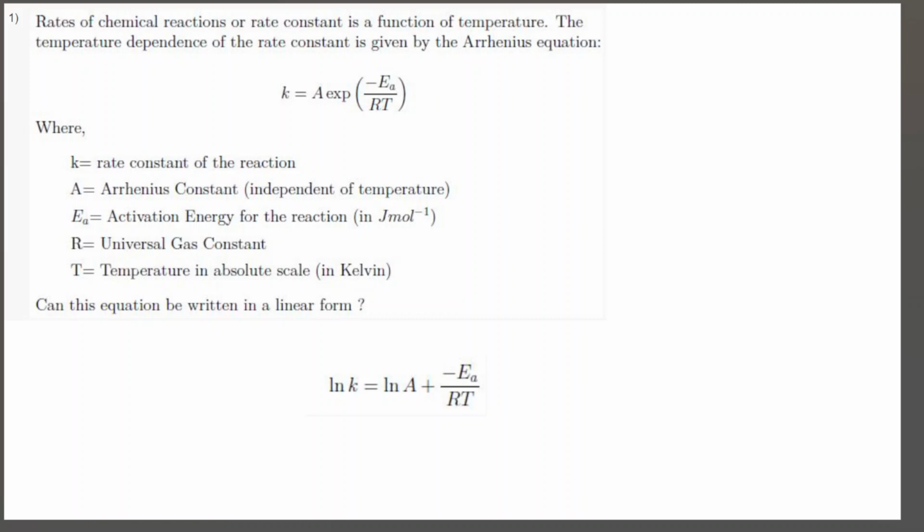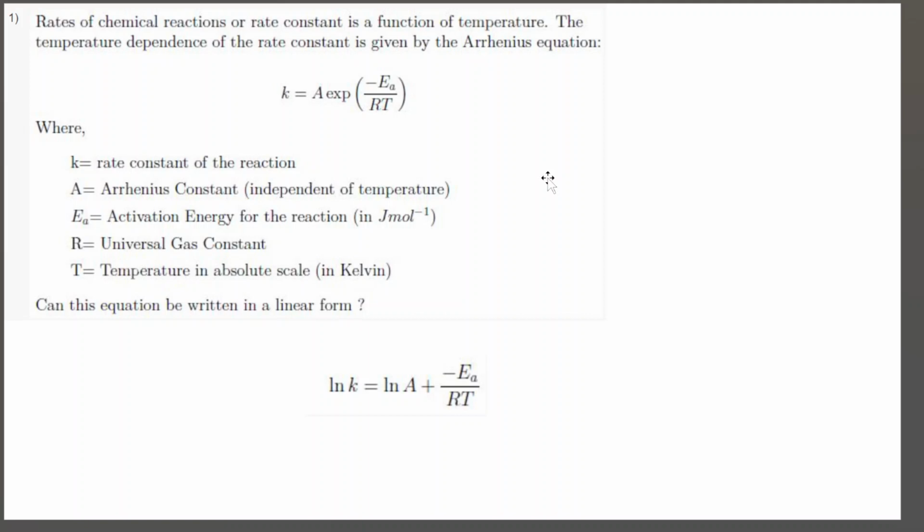Whenever we solve problems related to the rate of these occurrences, it is better to use the absolute scale. Especially in this case, we should use the absolute scale of Kelvin.